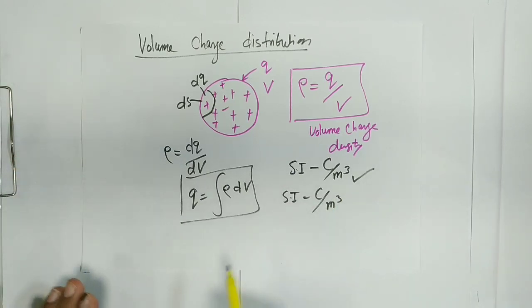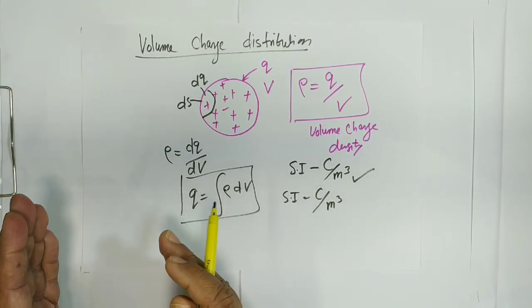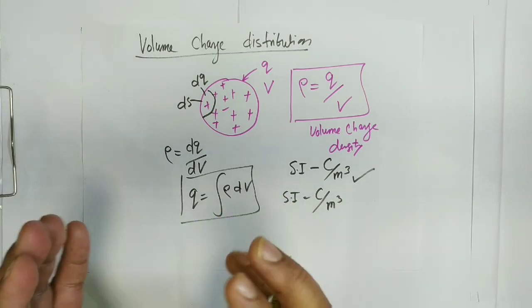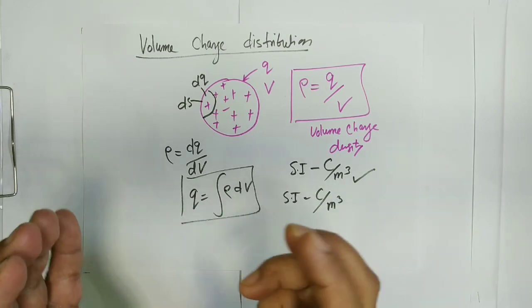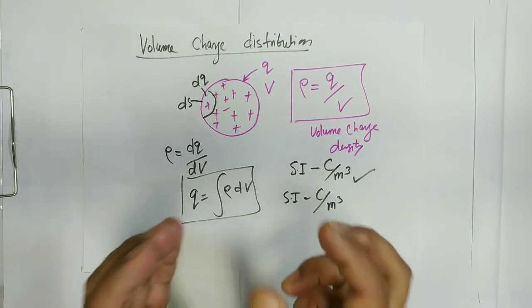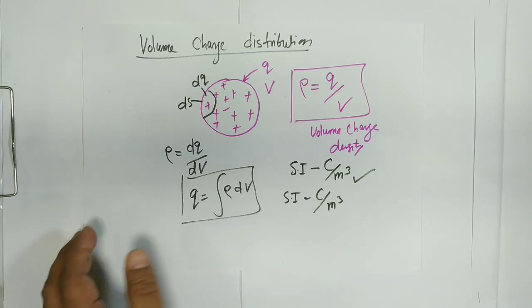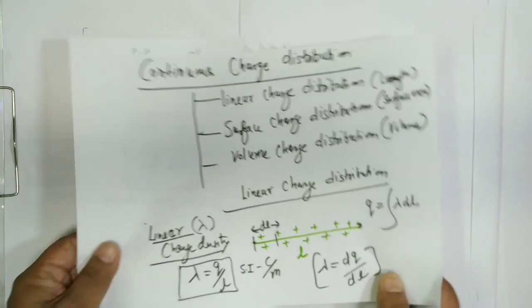So in this way we have three types of charge distribution: linear for the length, with linear charge density; surface area, with surface charge density; and for any solid body, volume charge density. So these are the three things which we have discussed for the continuous charge distribution.